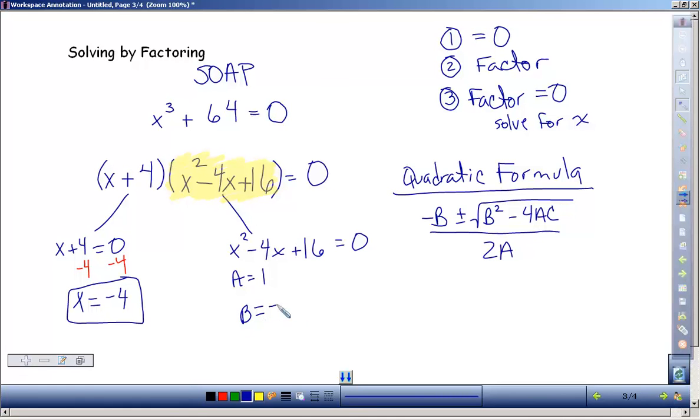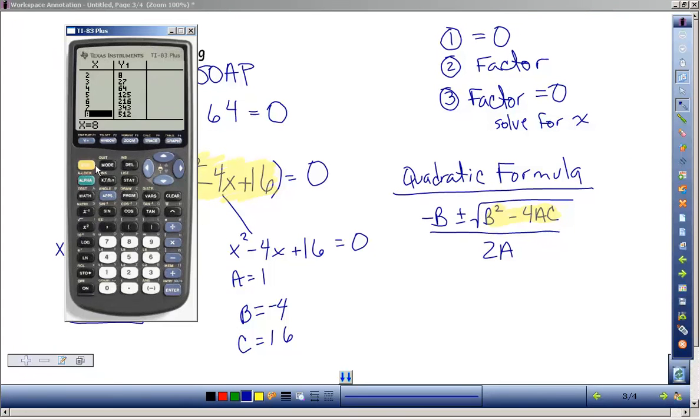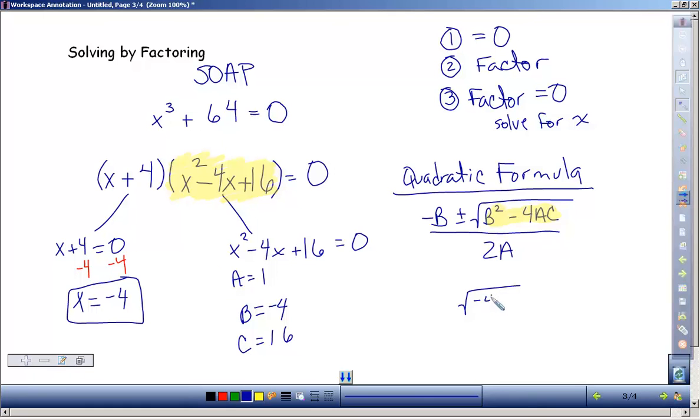So in this particular problem, a is equal to 1, b is equal to negative 4, and c is equal to 16. Don't forget when you're doing the quadratic formula, you want to do what's inside here first. So I'm going to take my calculator, and I need to do negative 4, which notice I put it in parentheses. Don't forget to put it in parentheses. B squared minus 4 times A times C. There we go. B squared minus 4AC is negative 48.